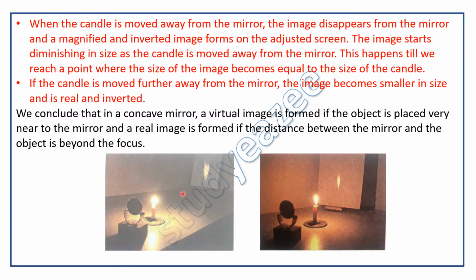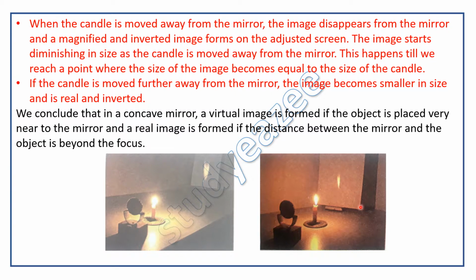Now when the candle is moved away from the mirror, the image disappears from the mirror and a magnified and an inverted image is formed on the adjusted screen. Can you see the image on the screen? This is a magnified image. The image starts diminishing in size as the candle is moved away from the mirror. See, the candle is moved away from the mirror. So we get the image is diminishing in size.